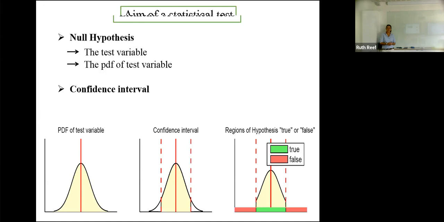So the elements of this statistical test are mainly to identify a null hypothesis. And by that, I choose a test variable, okay? And I look at the PDF of the test variable. Say I'm interested in whether the giraffes of Kenya are different in height from the giraffes of South Africa. So I have an aim. My null hypothesis is that they are not different.